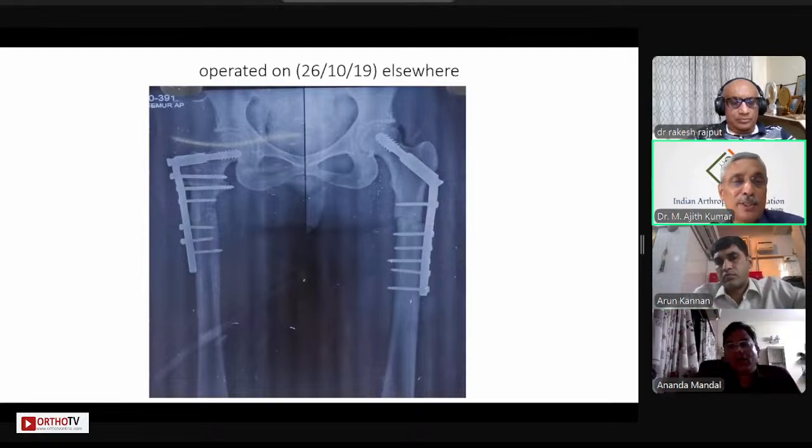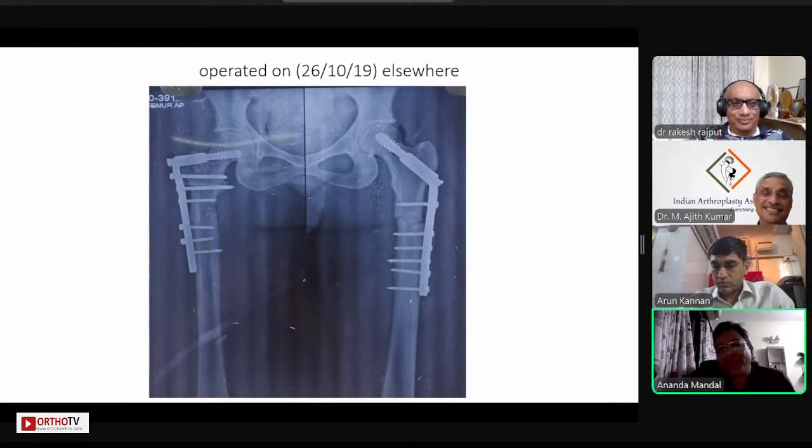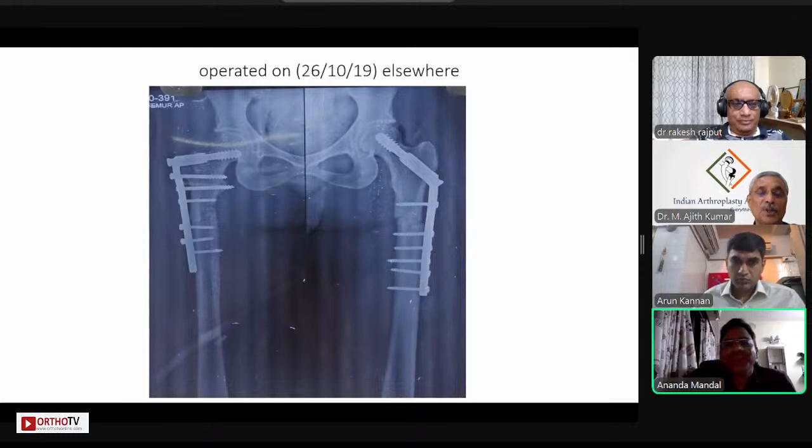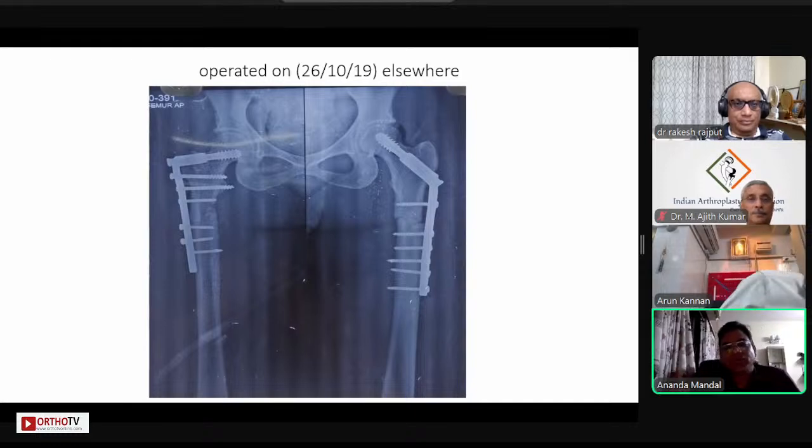Looks like bisphosphonate-induced fractures, really. Sir, it was due to the road traffic accident in a 43-year-old female. There was no history of bisphosphonate taking. No, I'm just talking about the typical fracture pattern, like a typical bisphosphonate-induced fracture. And she was operated on 26th October 2019, left side with a DHS and right side with a DCS.